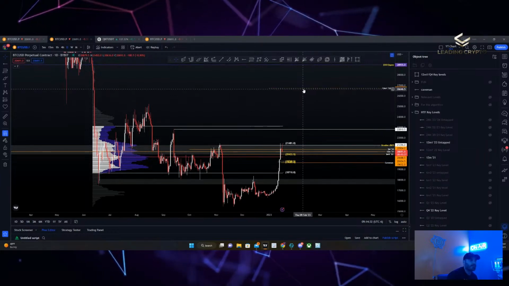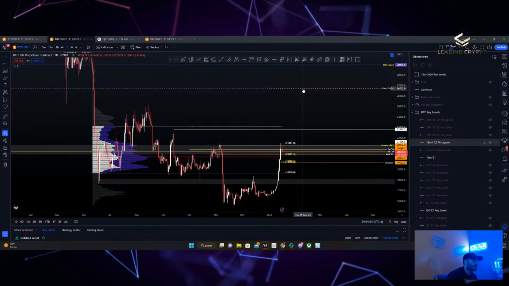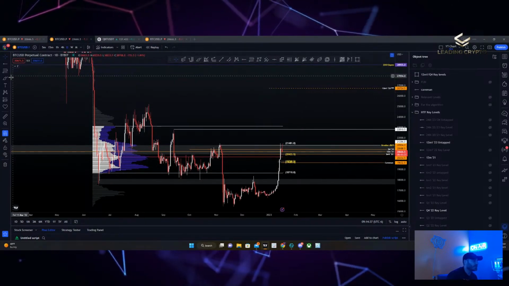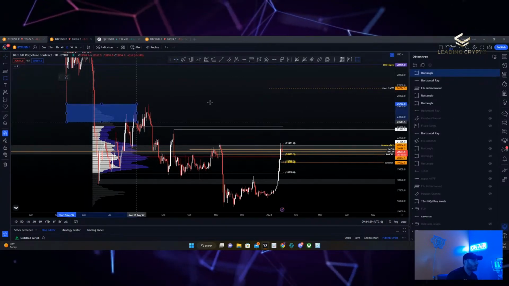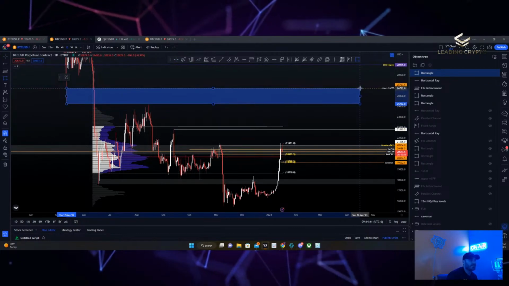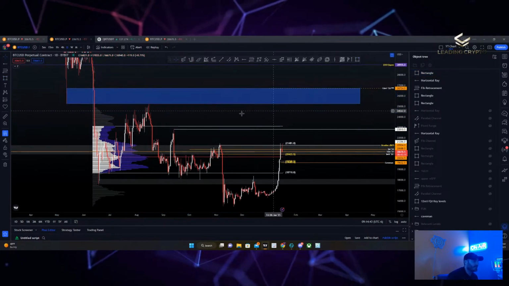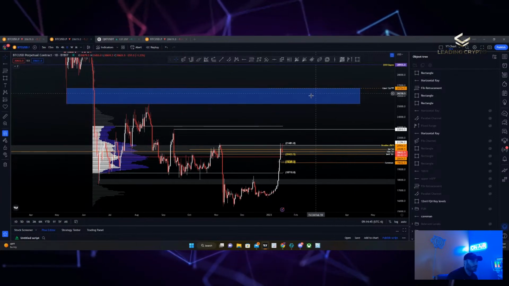Right here. We are untapped at 26,724. This would be the area of interest. You could literally just box off the local low if you wanted to, all the way up to here, and you could just say, this is my area of interest. And this would be a really important region if reached.